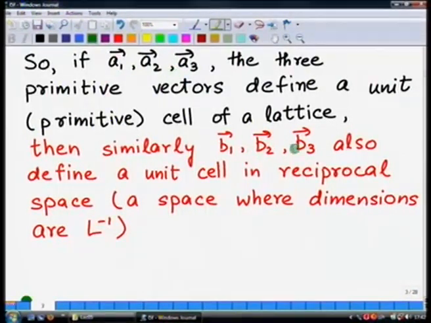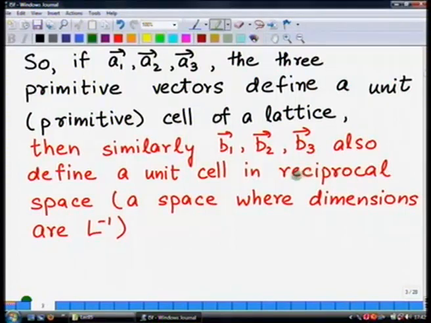Similarly, we can think of B1, B2, B3 generating a volume which can then be repeated and generate a lattice, and that we will call the reciprocal lattice, which obviously belongs to reciprocal space. So, that was the general idea. Once I have defined that, I am going to apply this to various conditions of simple cubic, body centered cubic and face centered cubic. So, let us begin with that.